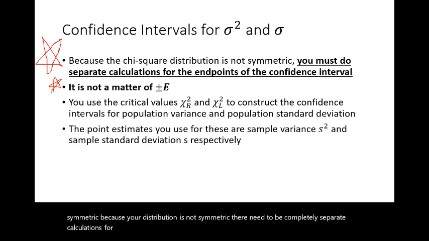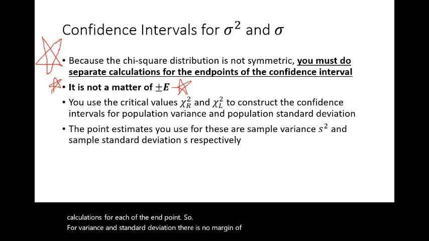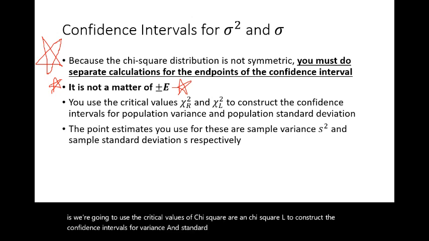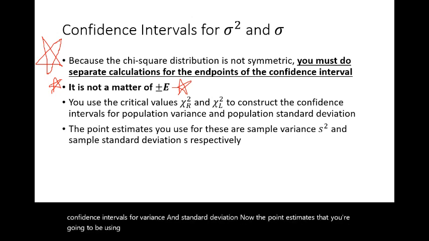So for variance and standard deviation, there is no margin of error formula. What we're going to do is use the critical values chi-square R and chi-square L to construct the confidence intervals for variance and standard deviation. Now, the point estimates that you're going to be using, remember, are sample standard deviation, S, or sample variance, S squared.